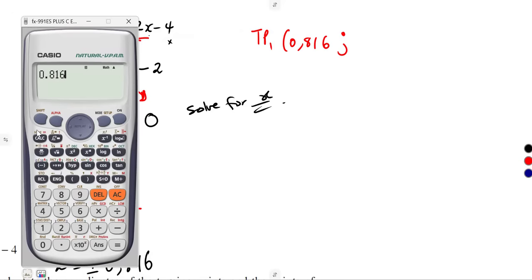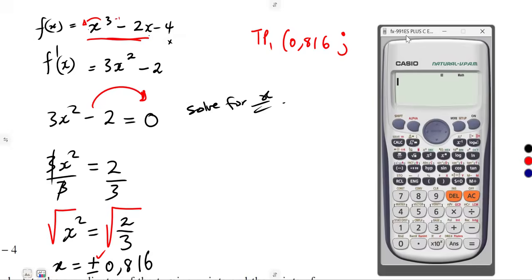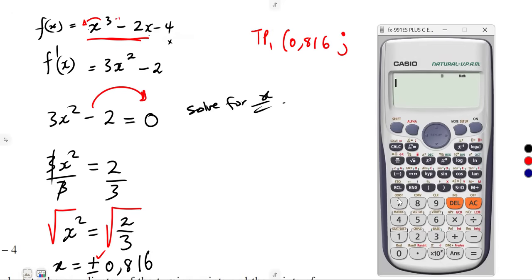0.816 to determine the value of y. So I'm just going to store it at a. It's going to be easier for me to just recall that one. So that's x cubed, so I'm just going to say recall a cubed, minus 2 times the recall of a, minus 4. So simplify this, that was going to give us negative 5.089 and so on to 3 decimal places.